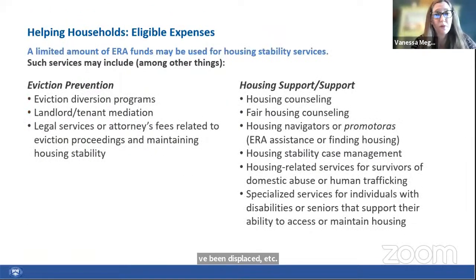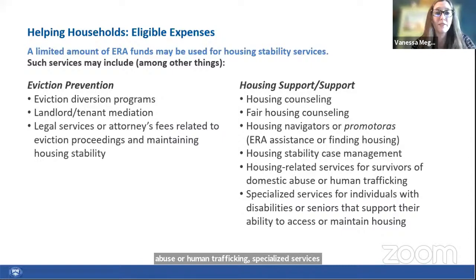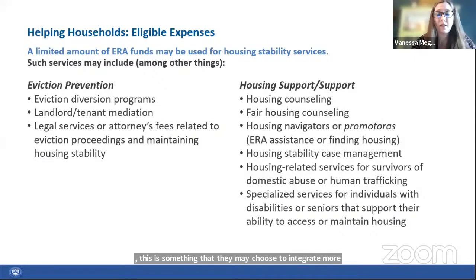For this group, I also want to note that a limited amount of funding can be used for eviction diversion programs, as well as housing counseling, fair housing counseling, housing related services for survivors of domestic abuse or human trafficking, specialized services for individuals with disabilities or seniors that support their ability to access or maintain housing. And grantees are developing their programs, so this is something that they may choose to integrate more into the future as well. So I just want to note that for this group in particular. Next slide.